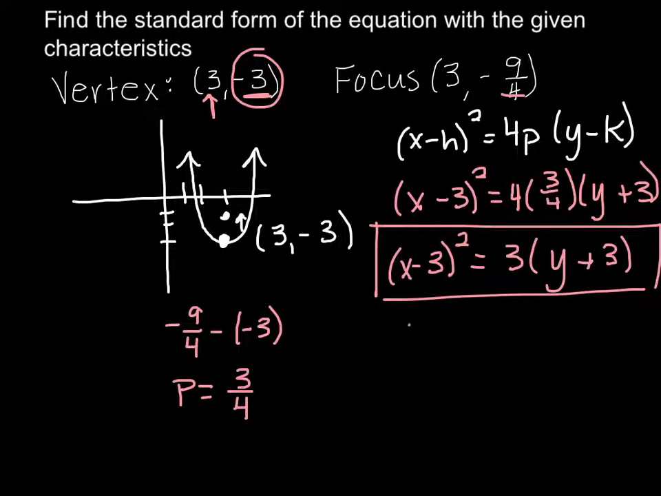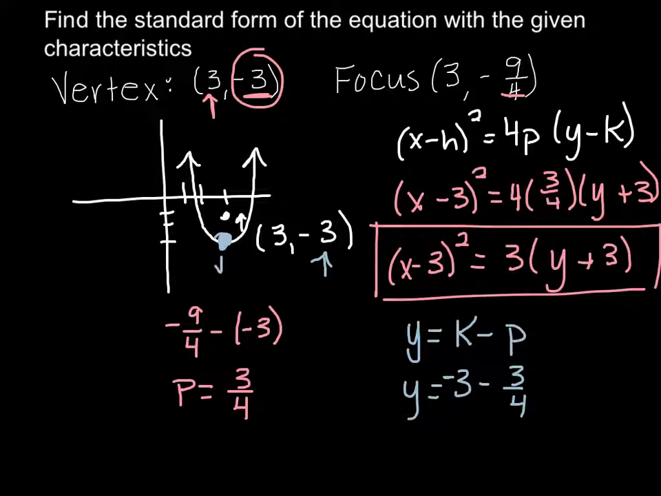The directrix is y = k - p. The k value, remember, is this value right here. Let me restate that. Y is -3. So we're looking at this point right here, the y value of -3, and we're going to move it in this direction, 3/4, which is my p-value. So when I do this here, I get y = -3.75 as my directrix.